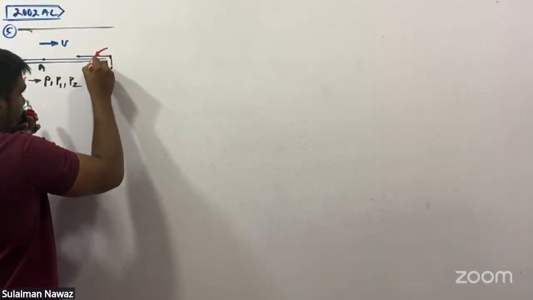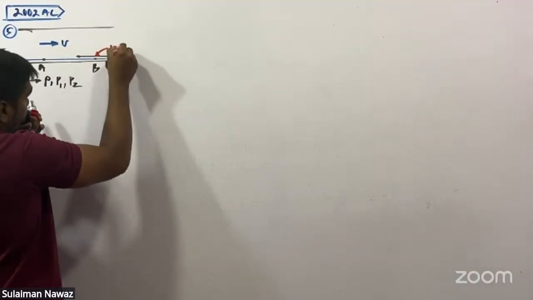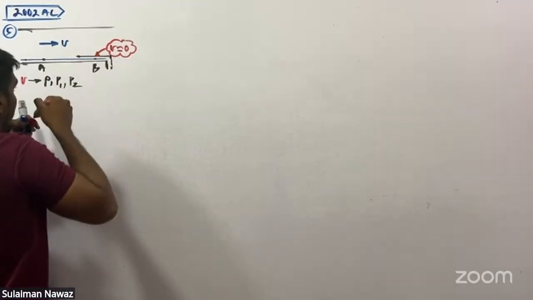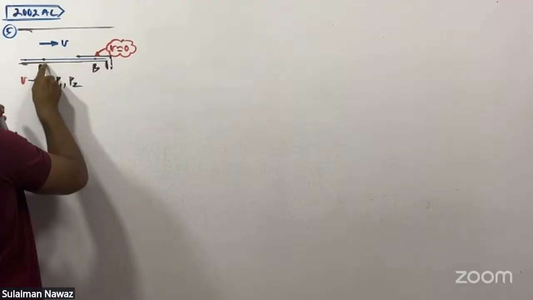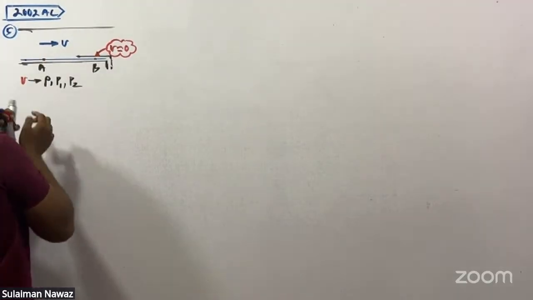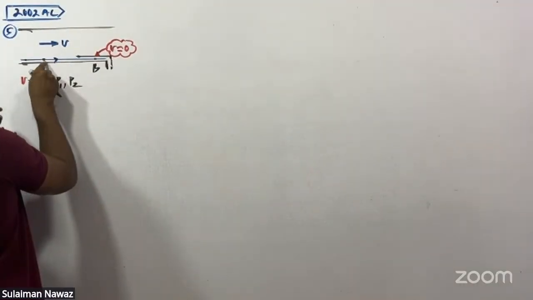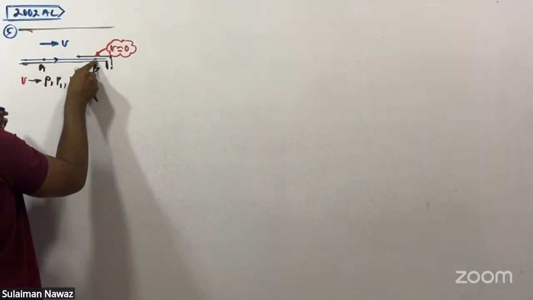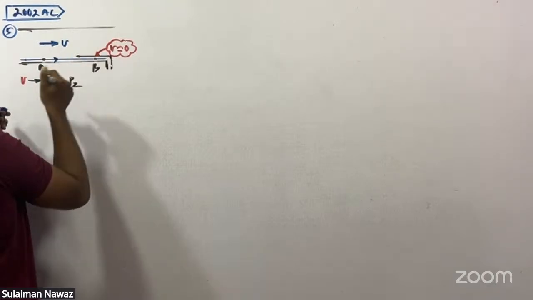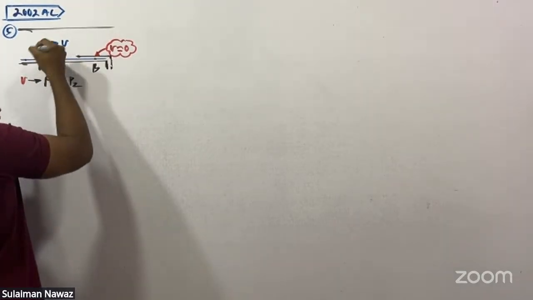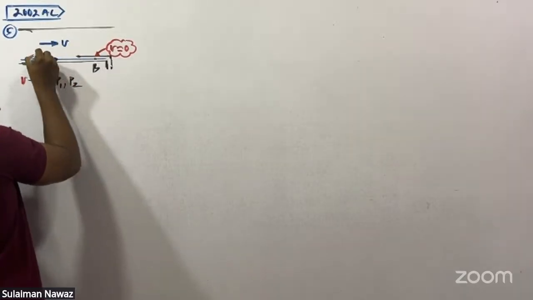So the velocity of the fluid at this point, capital B, is going to be zero. That is the important point that you don't remember. Then the velocity of the fluid at point capital A is going to be V. That we know. And remember, the pressure at point capital A and the pressure at point capital B are going to be P1 and P2. Pressure at point A is P1, pressure at point B is P2. Then that's it. Velocity we know.